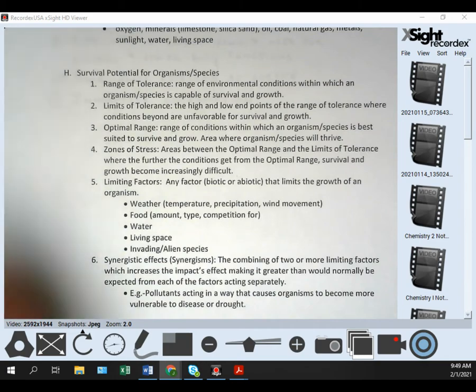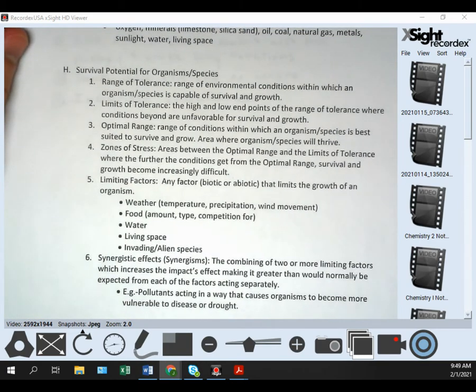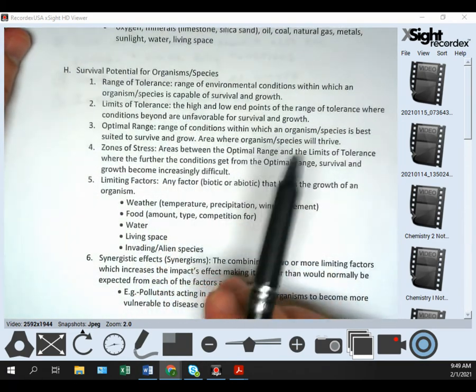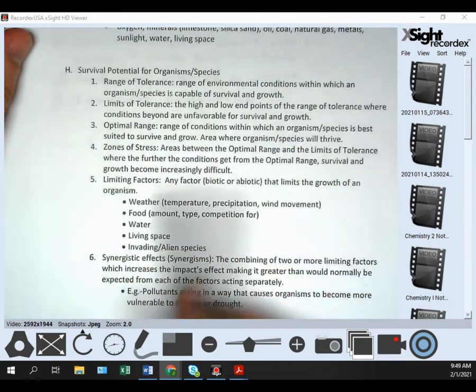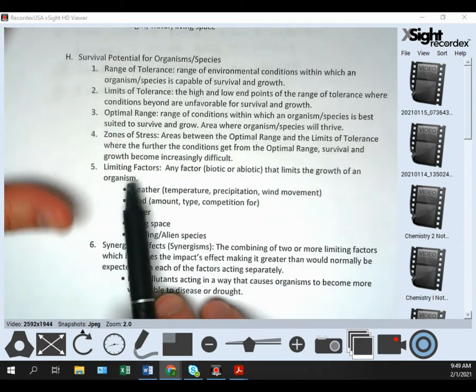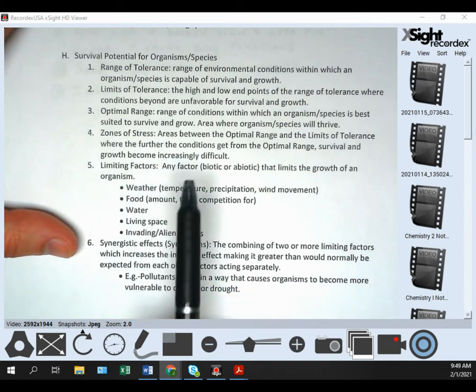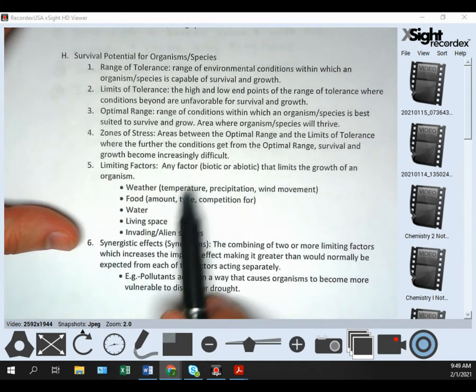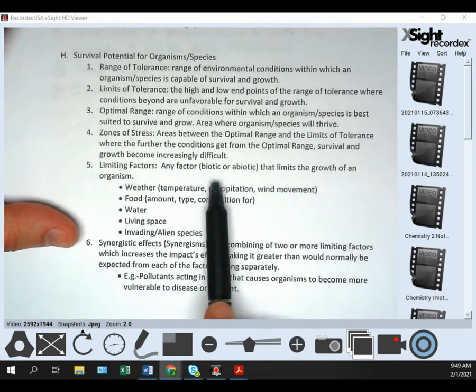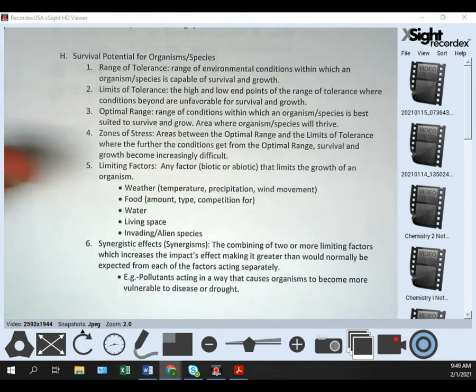So the survival potential for organism species, the range of tolerance. So this is the stuff we're talking about. I'm going to actually skip down to limiting factors first here. A limiting factor is any factor, biotic or abiotic, that limits the growth of an organism. So I've listed some examples in your notes here.